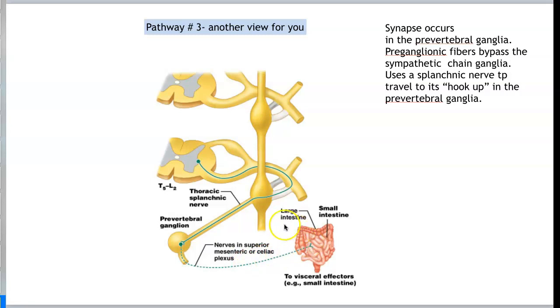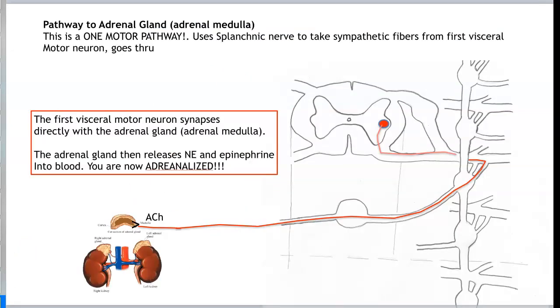So far so good. That was the third one. We only have one more left. Our last pathway is to the adrenal gland. Remember, the parasympathetic does not go to the adrenal glands.